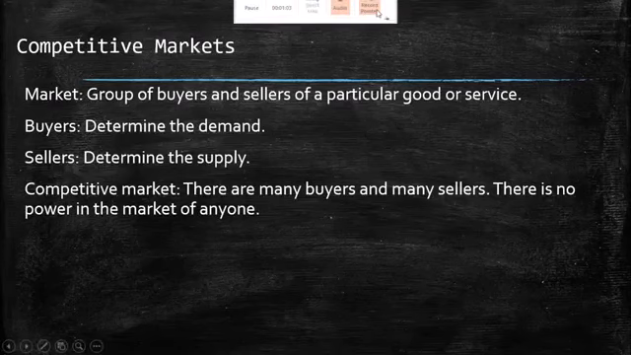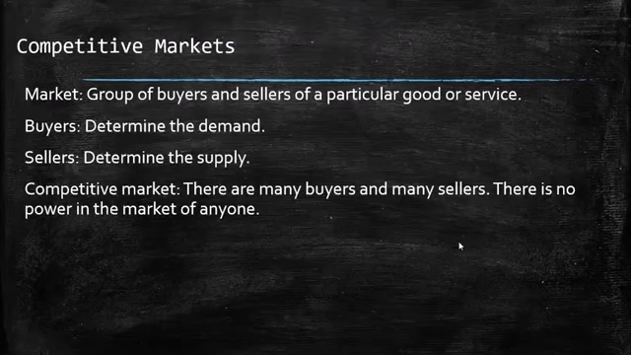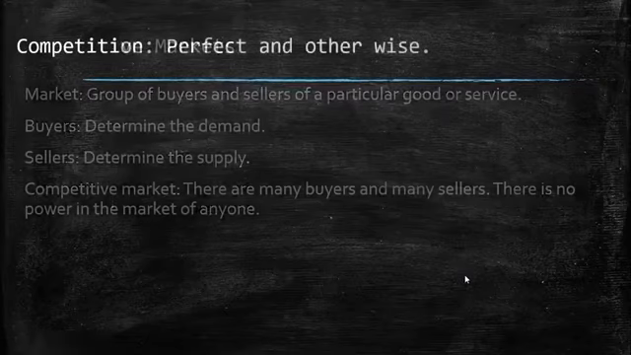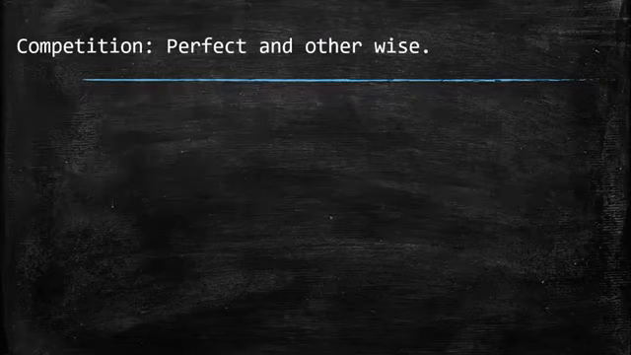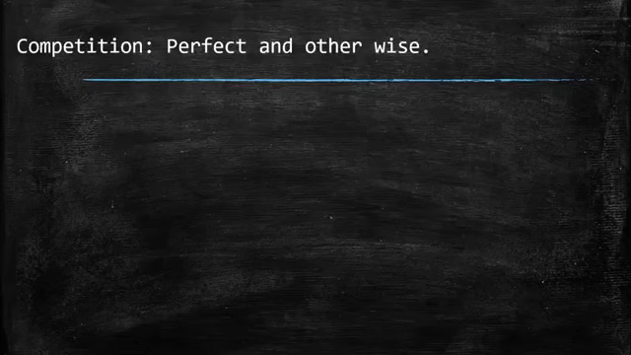So there is no power in the market for anyone. What does it mean? It means that there is no influence from the buyers or from the sellers. They cannot change the price because there are too many of them, so they don't have an impact on the price of the market. In this case we are talking about competition, which is perfect competition. Okay, and I'm going to mention two other types: oligopoly and monopoly.